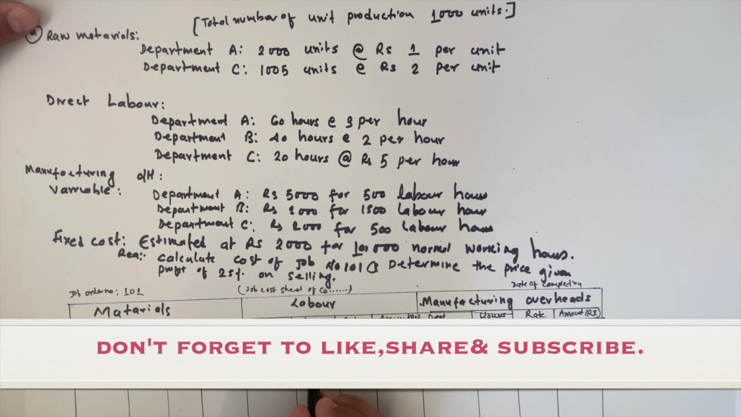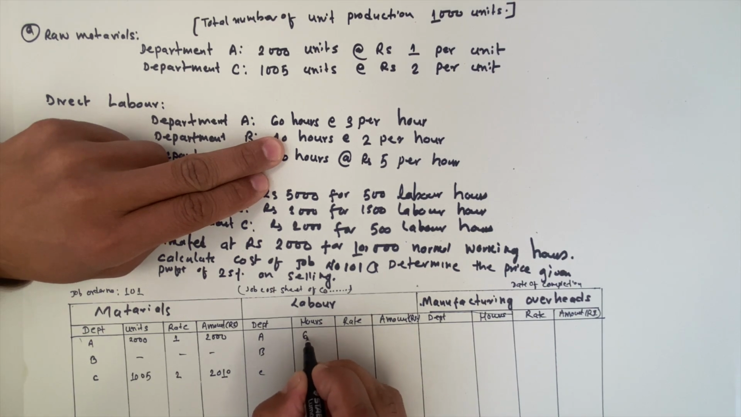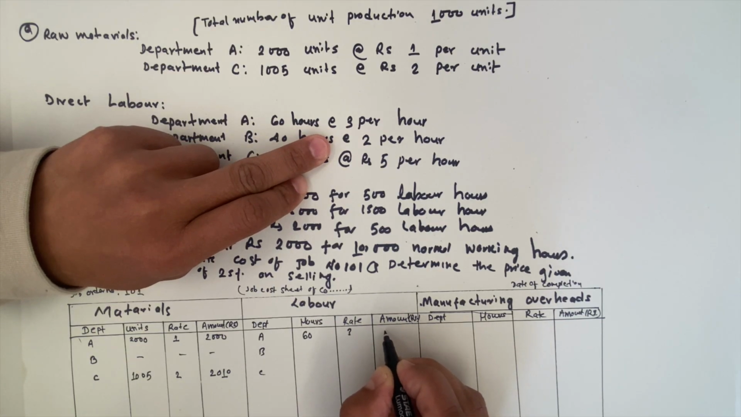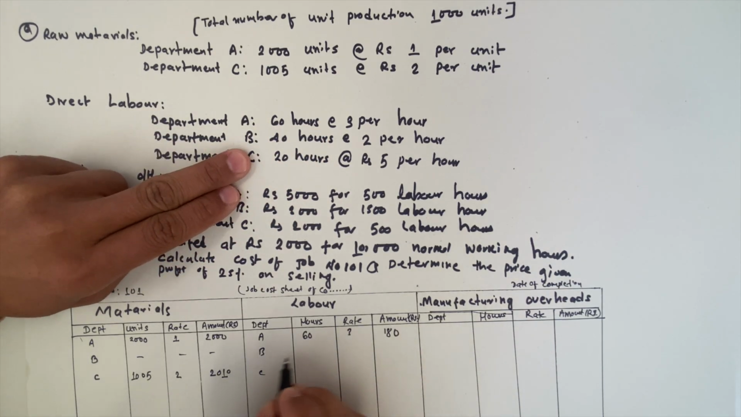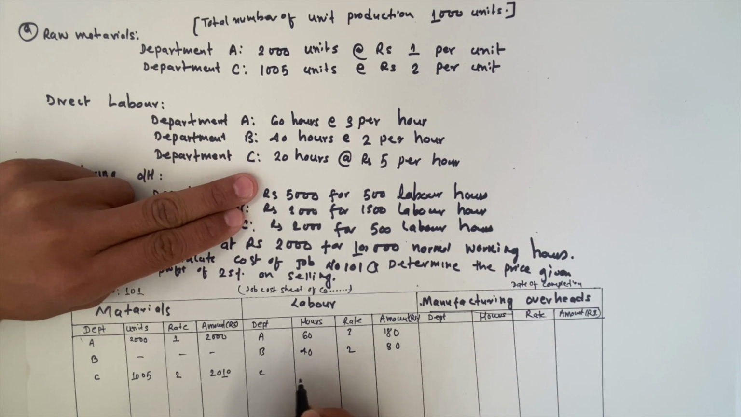Now let's go to labor. Three departments A, B, and C. Labor, department A is 60 hours, rate is 3 rupees per hour, so that means 180 rupees. Similarly, department B is 40 hours, rupees 2, so it is 80. Department C, it is 20 hours, then 5 rupees. In this way it is 100 rupees.